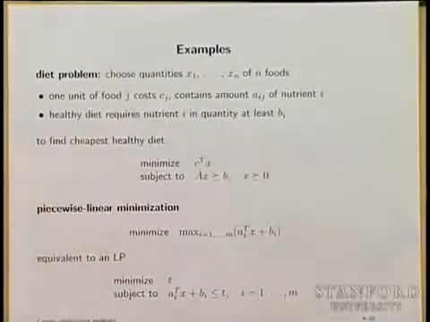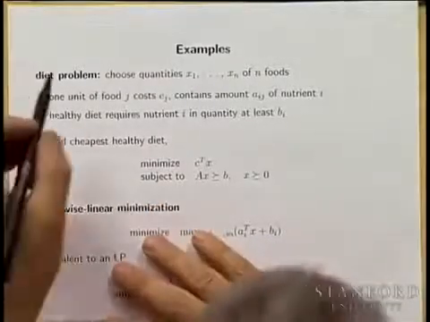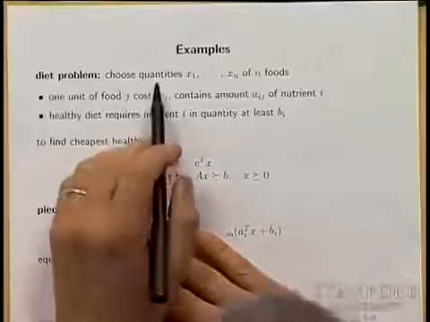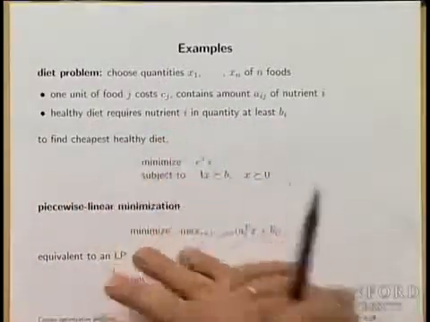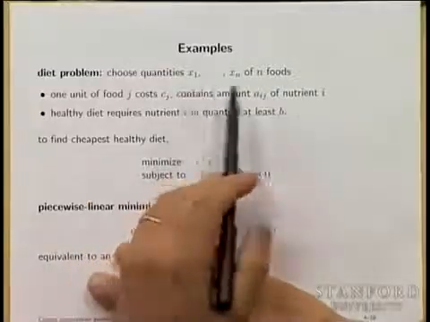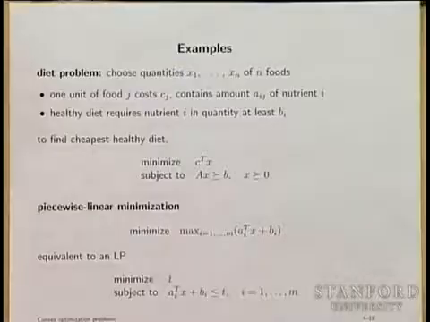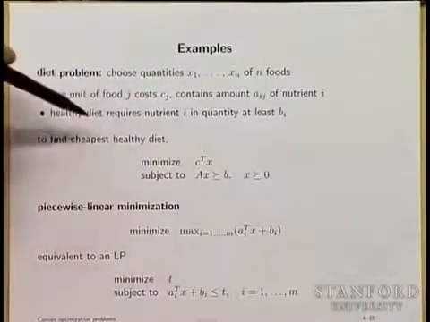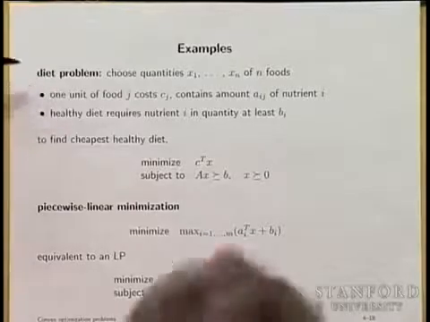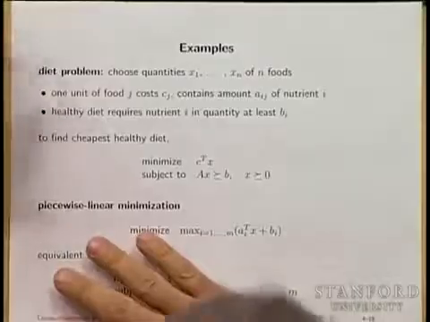Here's a famous one. This is just here for historical purposes. It's the diet problem. You're supposed to choose a bunch of foods. You have n possible food types, and you're going to choose some quantities that you're going to feed some group of people. I don't know, presumably soldiers. I don't think anyone would eat this willingly. But you're going to feed some people some amounts of food.